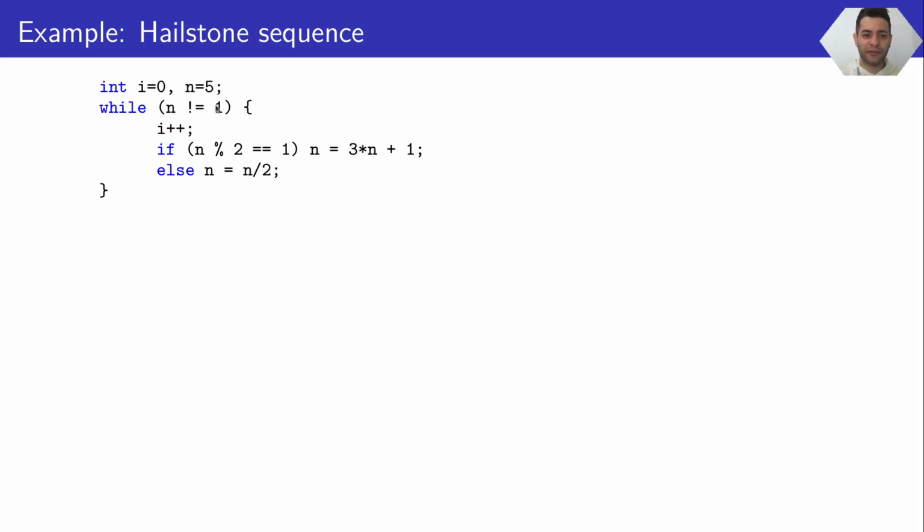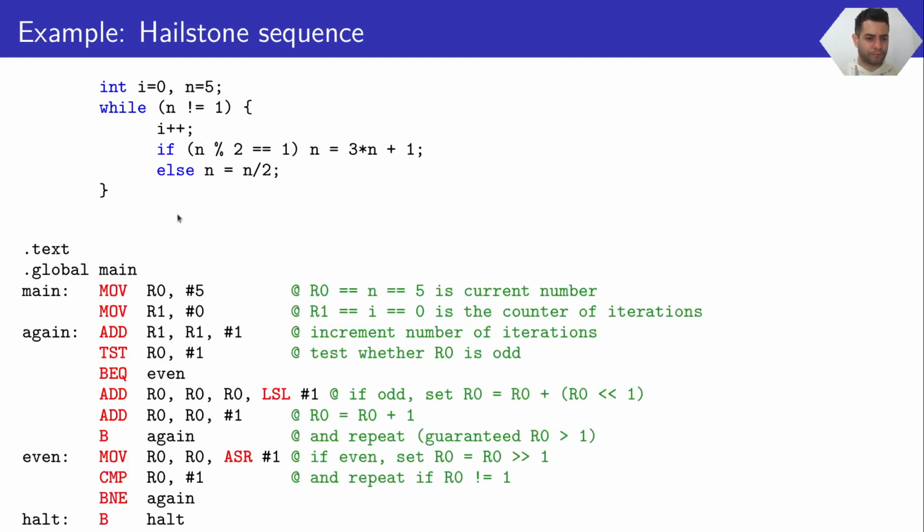Is n different from 1? Yes, it is. It's 16, so we go to the half. The half of 16 is 8. And then 8 is even, 4, 2, and then we got 1, and we are done. Here the e variable, we are just using to count the number of iterations. So let's see a possible solution.